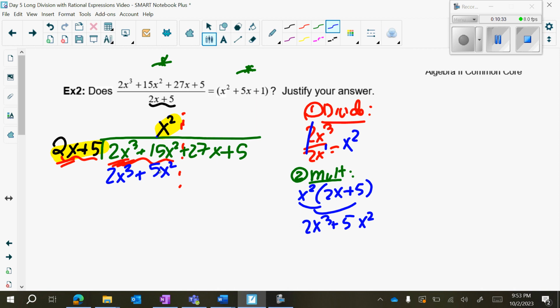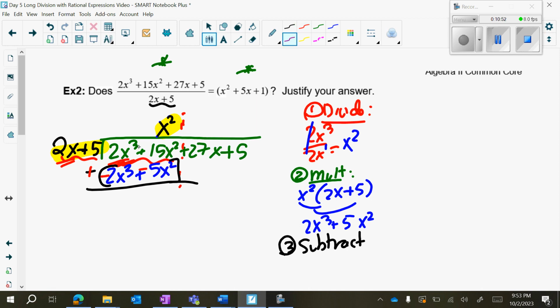Now, notice, if I'm doing this right, all the terms should line up. So we have the x cubed over the x cubed, and the x squared over the x squared. Now, I'm going to subtract. Step 3 is subtract, but remember to put in your bracket and distribute. So I'm going to change this to plus, minus, minus.